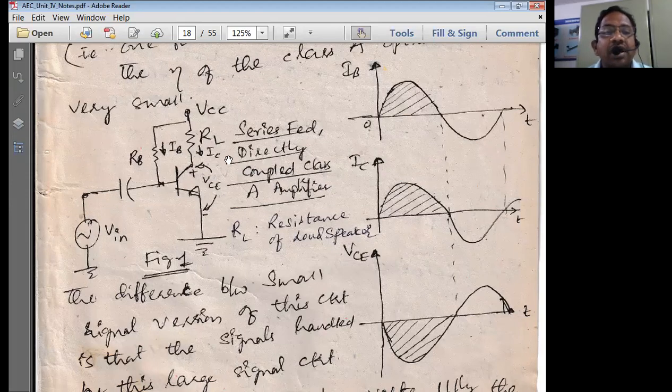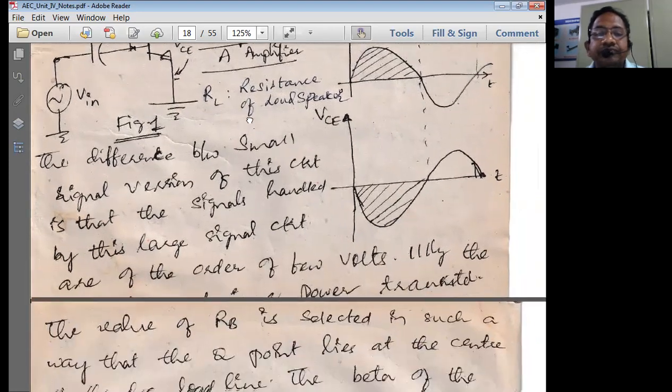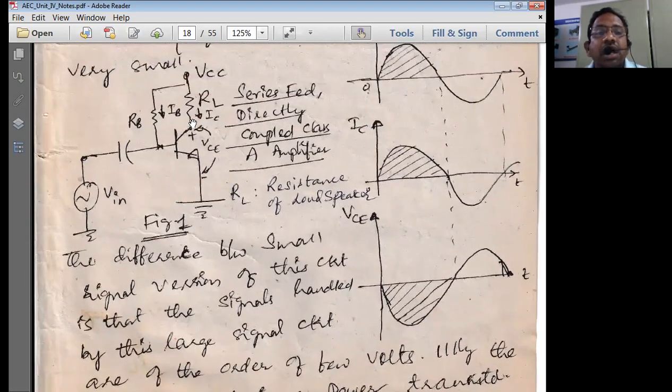So why is it called directly fed? Because the load resistance RL is directly connected to the collector, that is the output terminal. Therefore, it is called a directly coupled class A type of amplifier circuit. So it is done with a fixed bias, directly coupled class A power amplifier, or can be called a series fed directly coupled class A type of power amplifier circuit. And here RC is replaced by the load resistance RL.